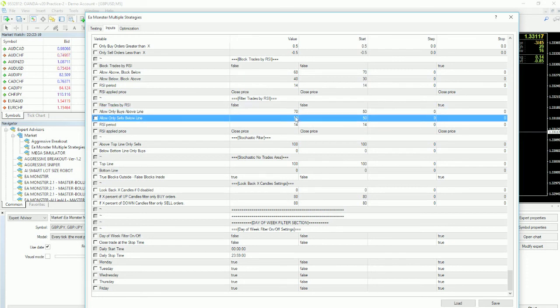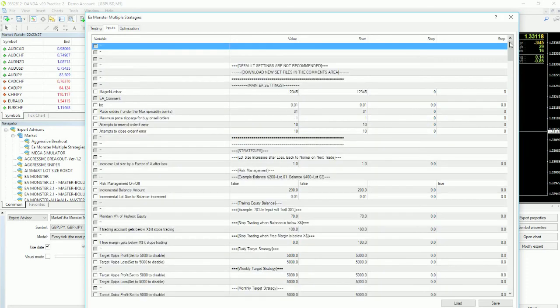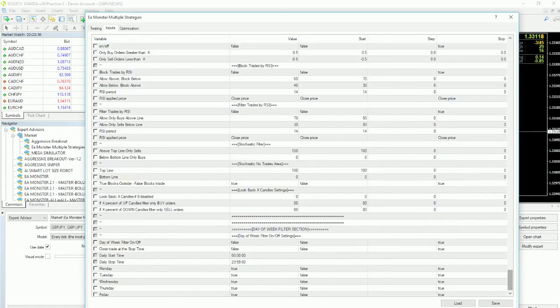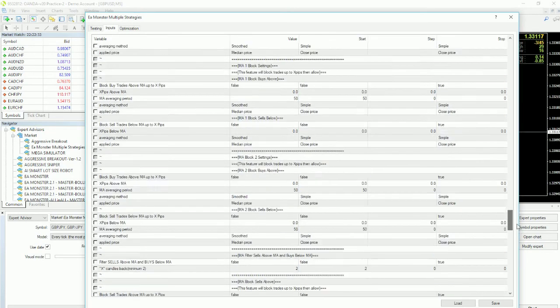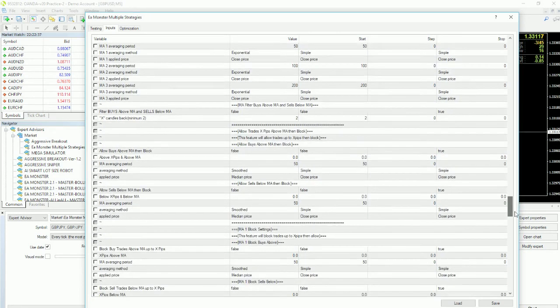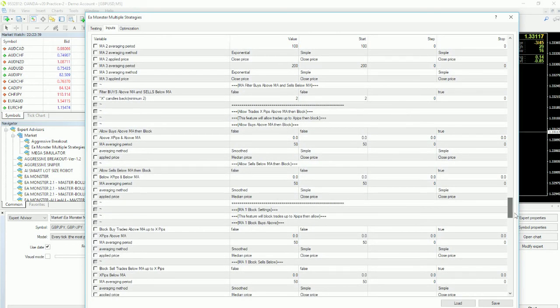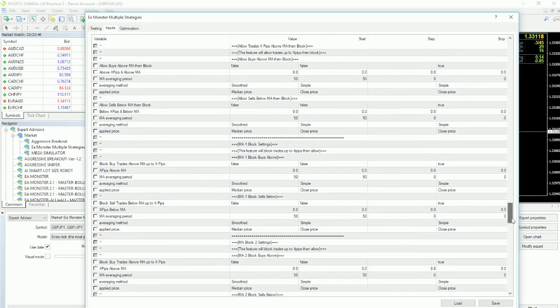Of course, you could put that to allow buys below the 70. So if you were to do this 70, 30, no, truly, you don't need to do that. You really just need to keep it at default 50-50 because typically you want to open up buy trades above the 50, sell trades below the 50.